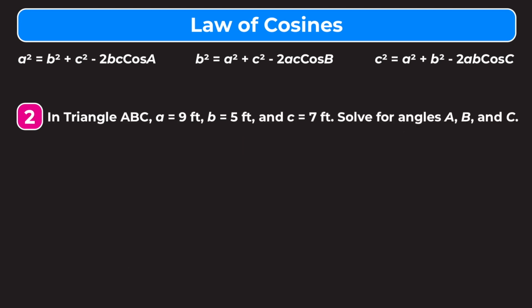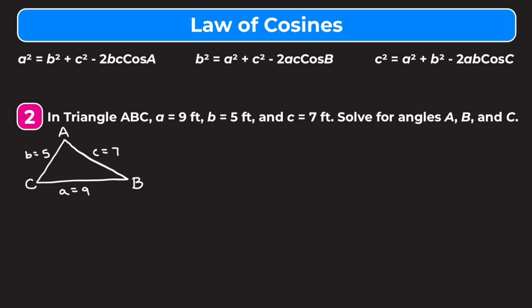So for example 2, they don't draw us a triangle, they just give us information about triangle ABC. They told us side A is 9 feet, side B is 5 feet, and side C is 7 feet. So this time we just have all three sides and we don't have any angles. So I'm just going to sketch a triangle. It's not fully going to be drawn to scale. So side B is 5 feet, side A is 9 feet, and side C is 7 feet. And we'll fill in angle C, angle B, and angle A.